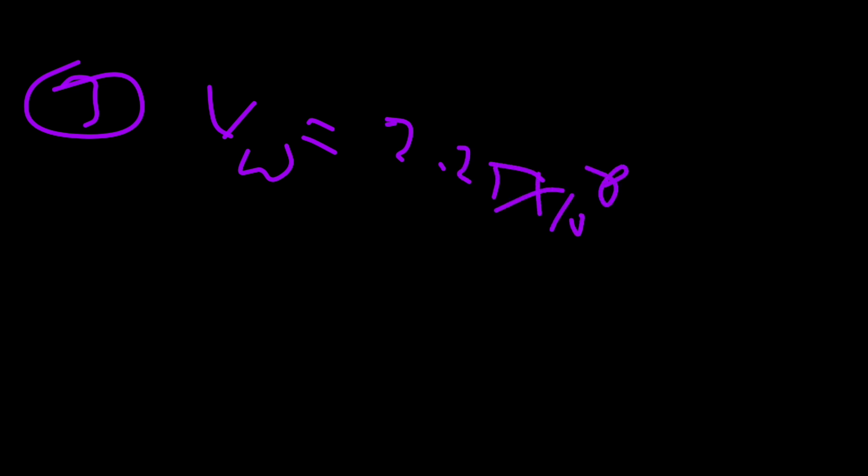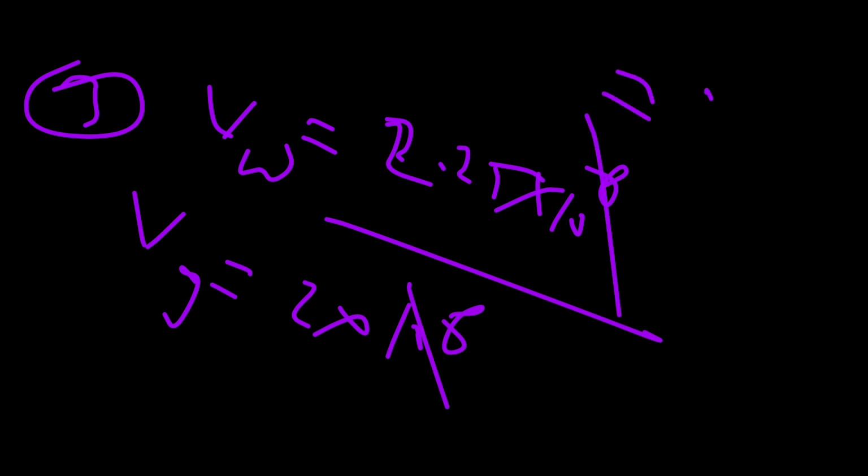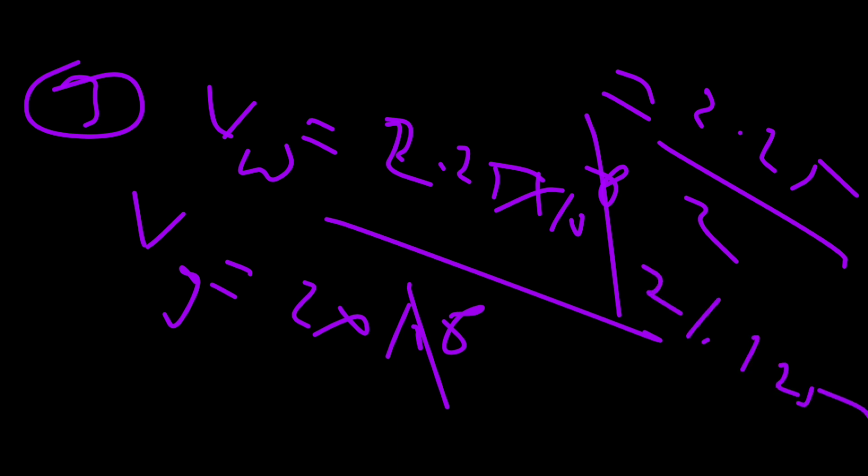So let's see one more problem. The problem says the speed of light in water is 2.25 into 10 power 8 and the speed of light in glass is 2 into 10 power 8. When you divide these two, 10 power 8 and 10 power 8 get cancelled. You'll get 2.25 divided by 2, so we'll get 1.125 as the answer. So this is the refractive index of glass with respect to water.